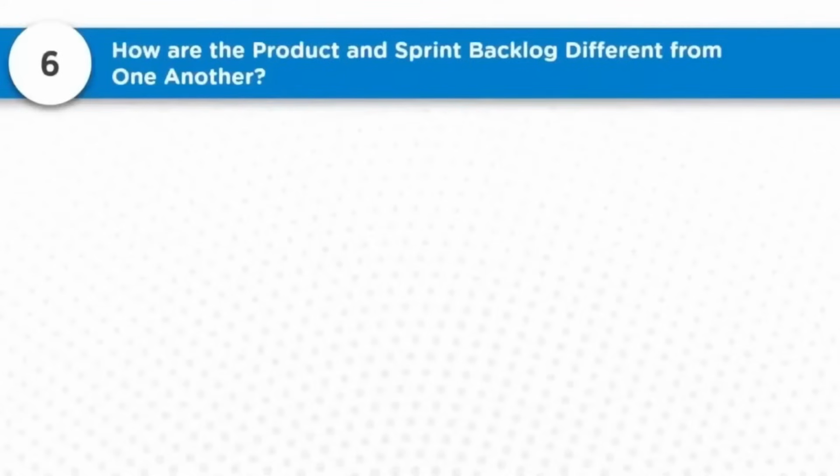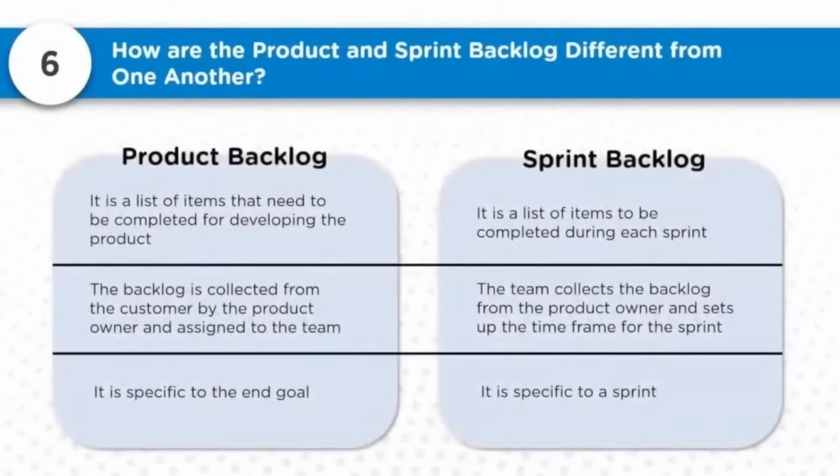Now question number 6, how are the product and sprint backlog different from one another? Product backlog versus sprint backlog. Let us see a few differences. The product backlog is the list of items that need to be completed for developing the product, which is the list of all the features and functionality, consolidated. Whereas the sprint backlog is the list of items to be completed during each sprint, which are taken from the product backlog.